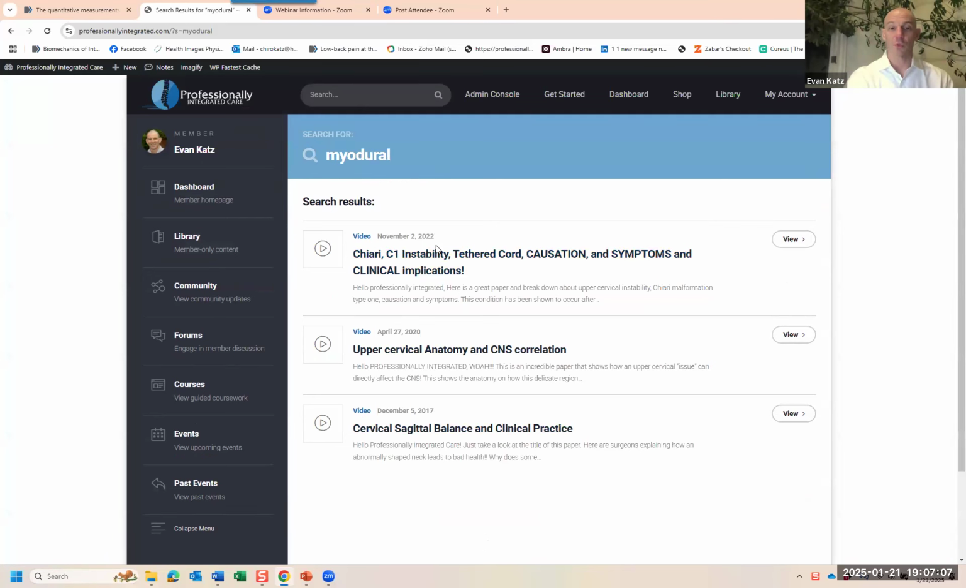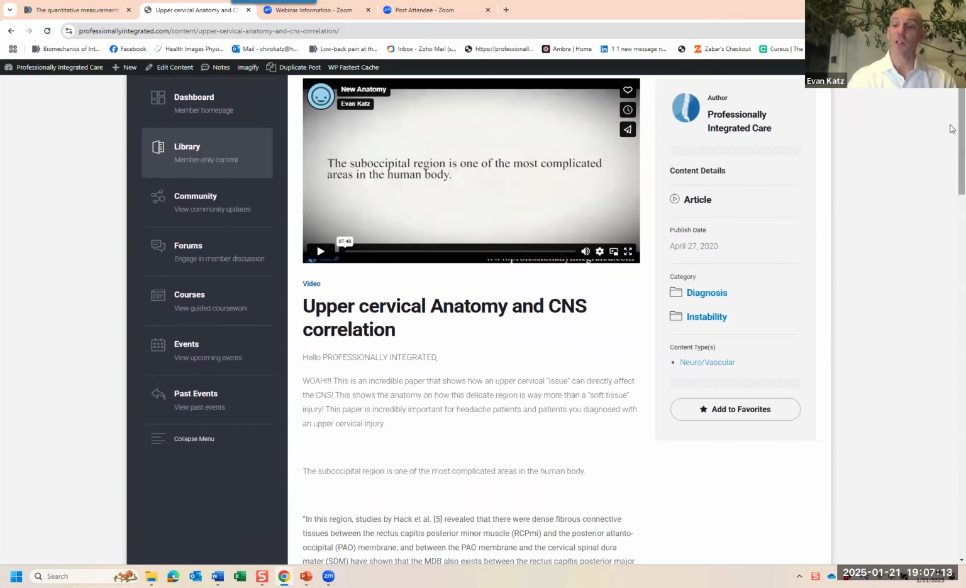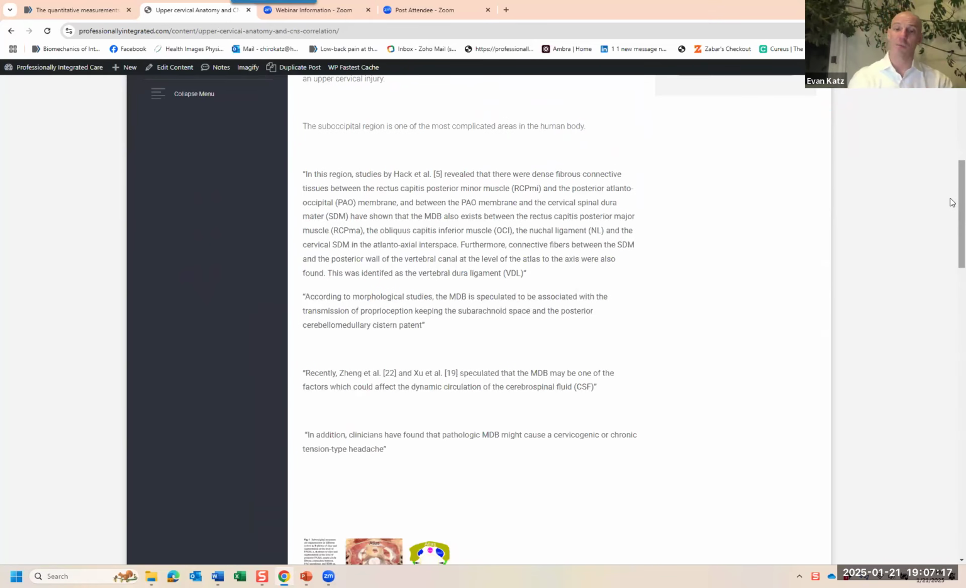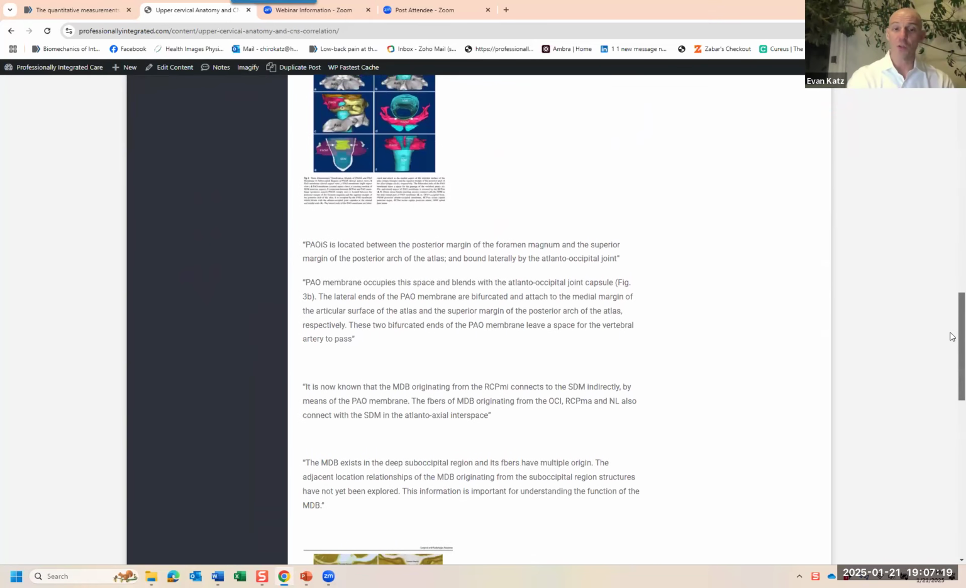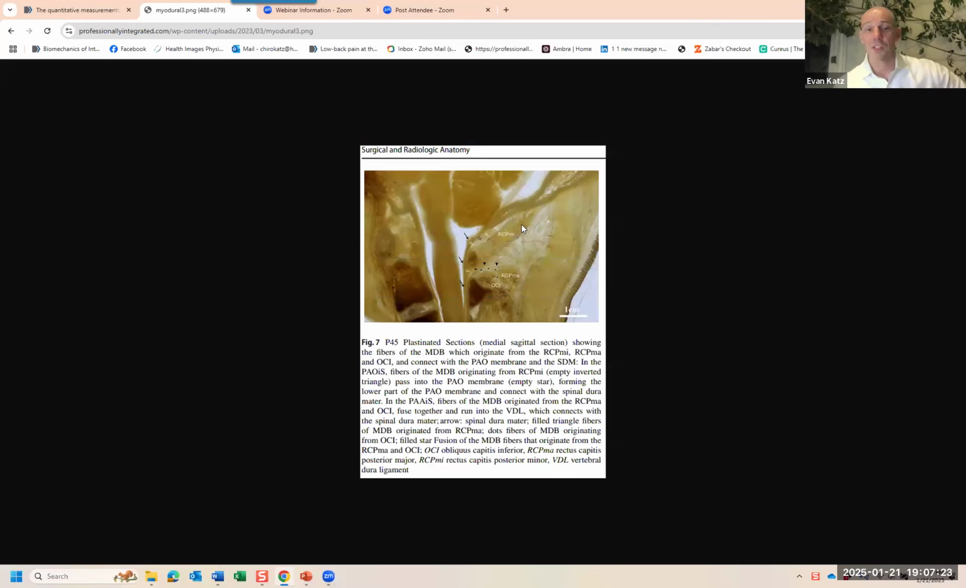And look, a myodural bridge, what happens? Chiari, upper cervical anatomy. And look what they show. The suboccipital region is one of the most complicated areas in the human body. And we show them this, talking about the tectorial membrane. And I use this one a lot. And I'm like, hey, Mary, I hope you're not grossed out, but this is a cadaver slide. Remember on your MRI, this is where the white space was. This is C1. Here's your brainstem.